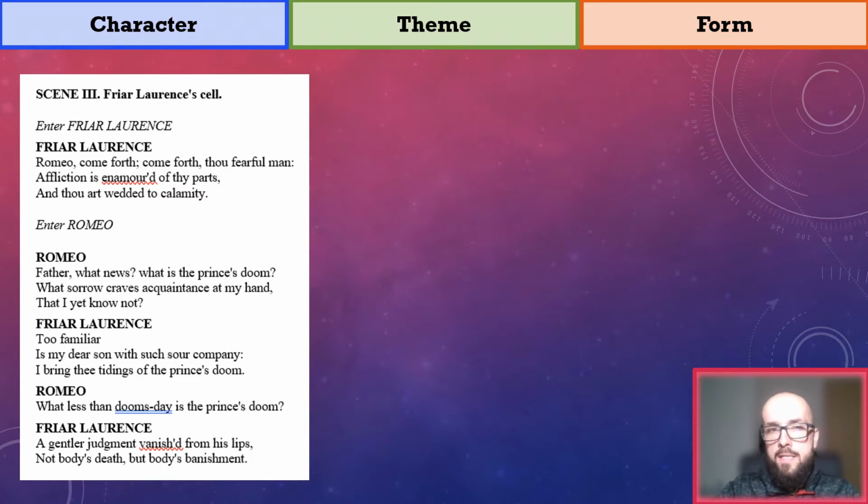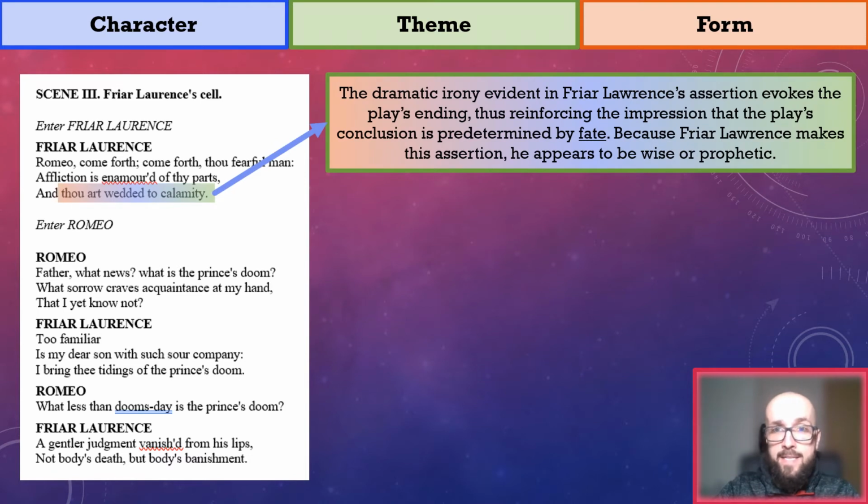Now the first thing that stands out to me is Friar Lawrence's line, "Thou art wedded to calamity," given that it generates dramatic irony because its association of Romeo's marriage and disaster foreshadows the play's end. The dramatic irony reinforces the impression that the play's conclusion is predetermined, which of course relates to the theme of fate. Moreover, because it is Friar Lawrence who makes this assertion, we get the impression that he is a wise or prophetic character. Next, my attention is drawn to Romeo's repeated questions.